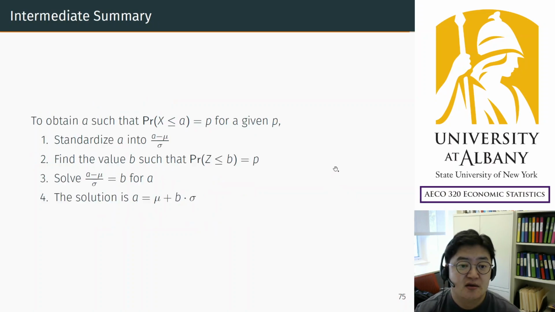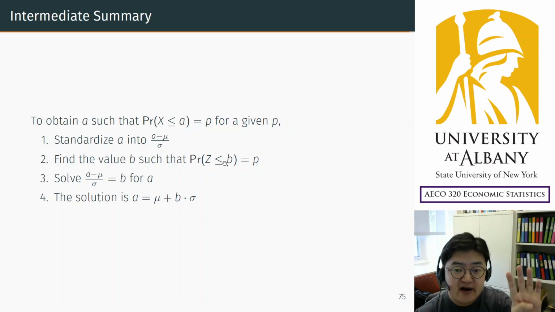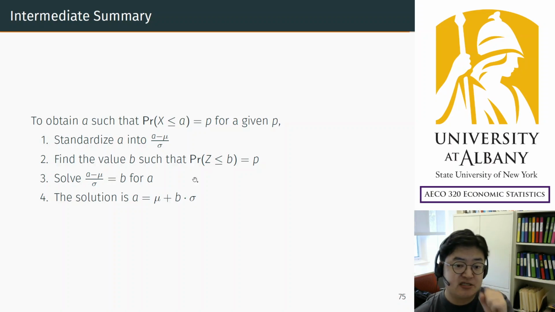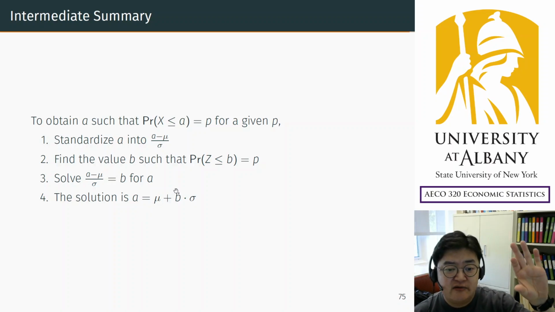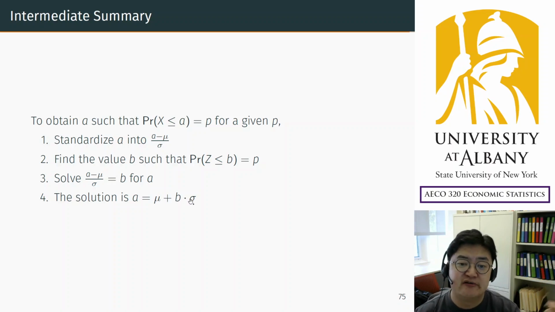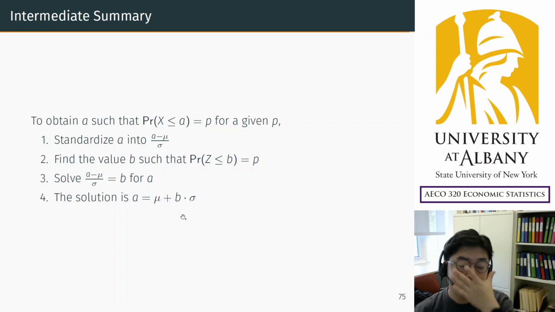Okay, so this is a summary. Basically, standardize and find the percentile from the standard normal distribution and match them. Those are the two basic steps. And the solution can be interpreted as the mean, and from the mean you go above or below by a certain number of standard deviations. That is how you calculate percentiles for a non-standard normal distribution.